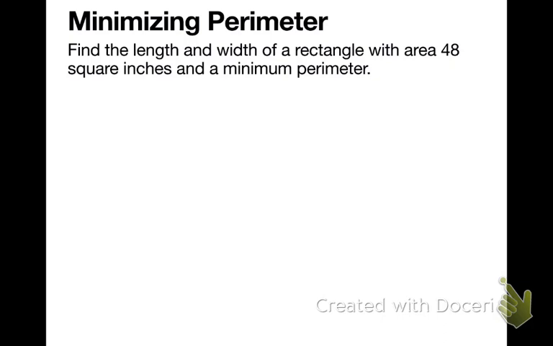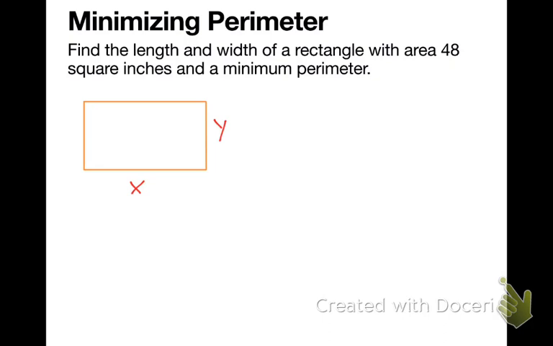Find the length and width of a rectangle with area 48 square inches and minimizing the perimeter. Well, here it might make more sense to draw a diagram. So we've got some rectangle here. I'm going to call this distance x, this distance y, length and width.